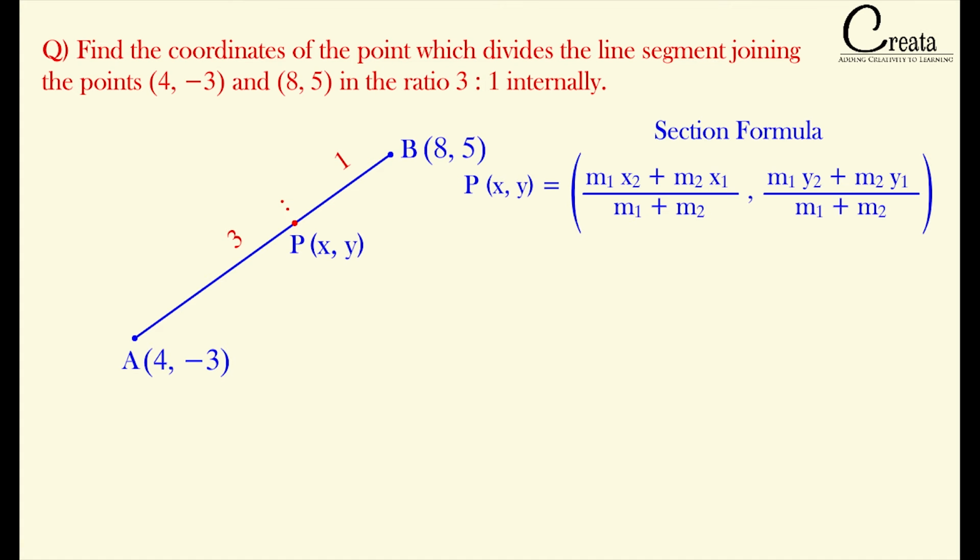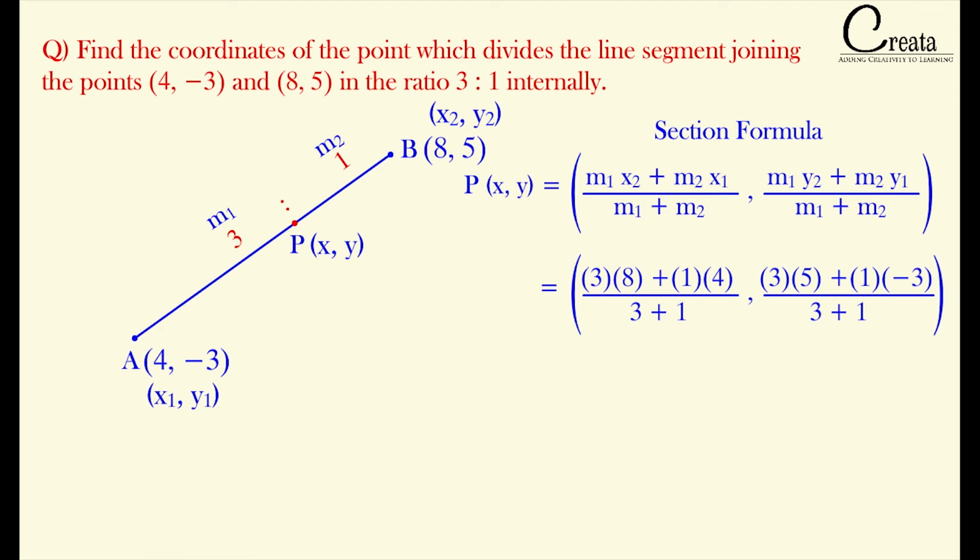So here the section formula will be applicable. Here x1, y1 will be equal to (4, -3) and x2, y2 will be equal to (8, 5). m1 will be equal to 3 and m2 will be equal to 1. We got all the variables. Let's put them into the section formula. On putting the values and solving, we got the x coordinate as 7 and the y coordinate as 3. That is, the coordinates of the point are (7, 3). This is the answer to the question. Okay, got it?